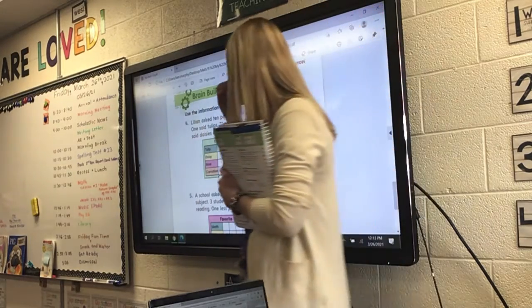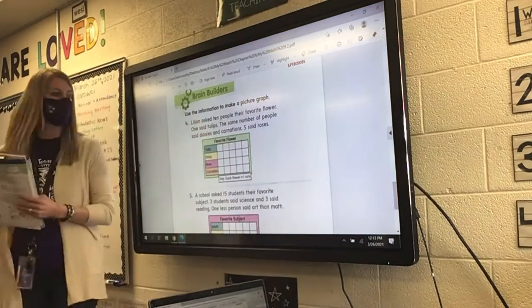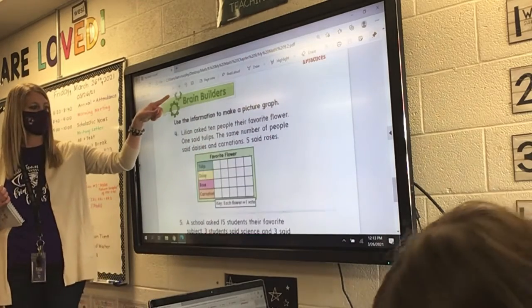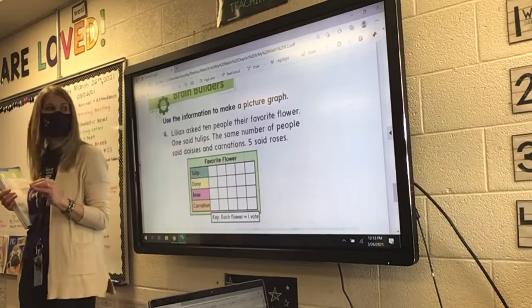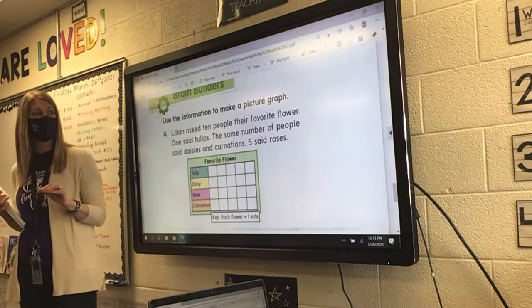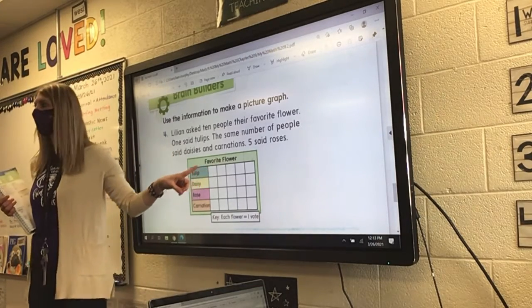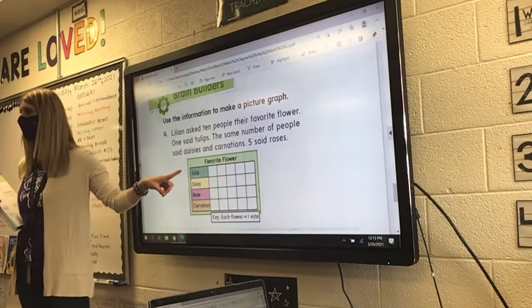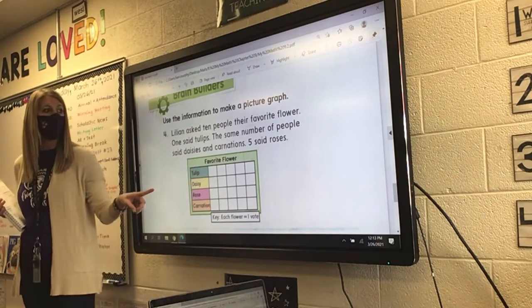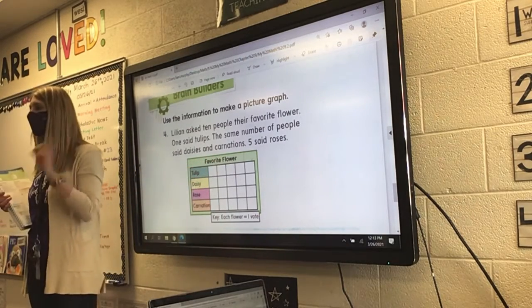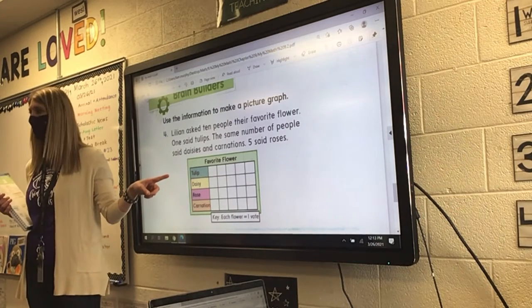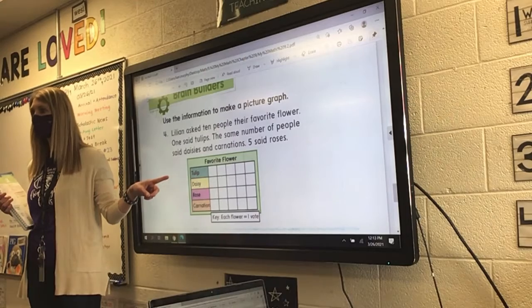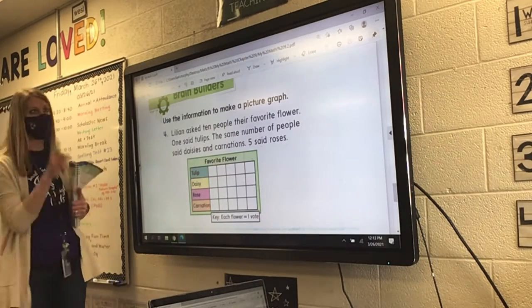All right. Now this is going to make us really use our brains, but I like this. All right, Lillian asked 10 people their favorite flowers. So you can see that is the question. That's my title, favorite flowers. One said tulip. Can you guys find the tulips? All right, so you're going to try to draw a tulip.